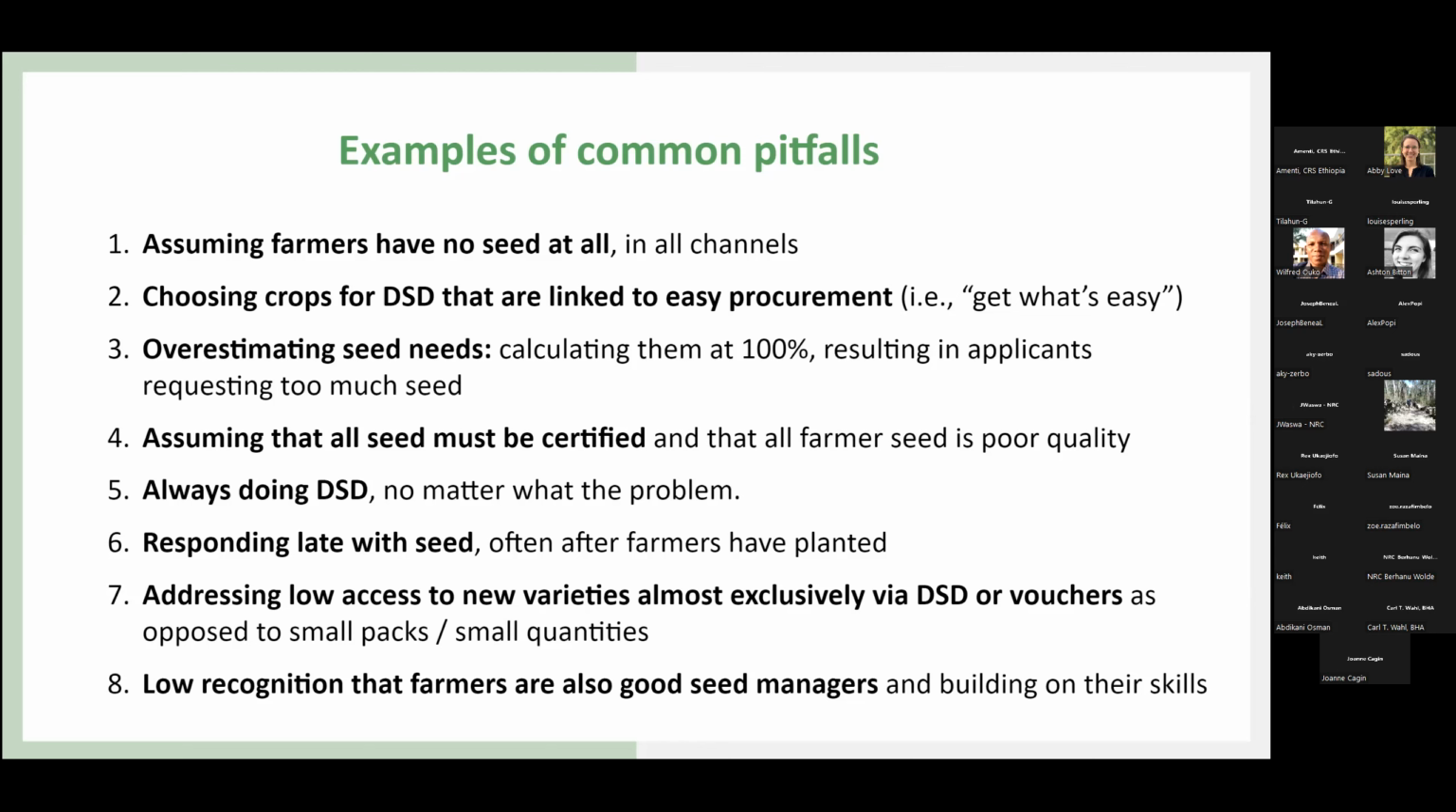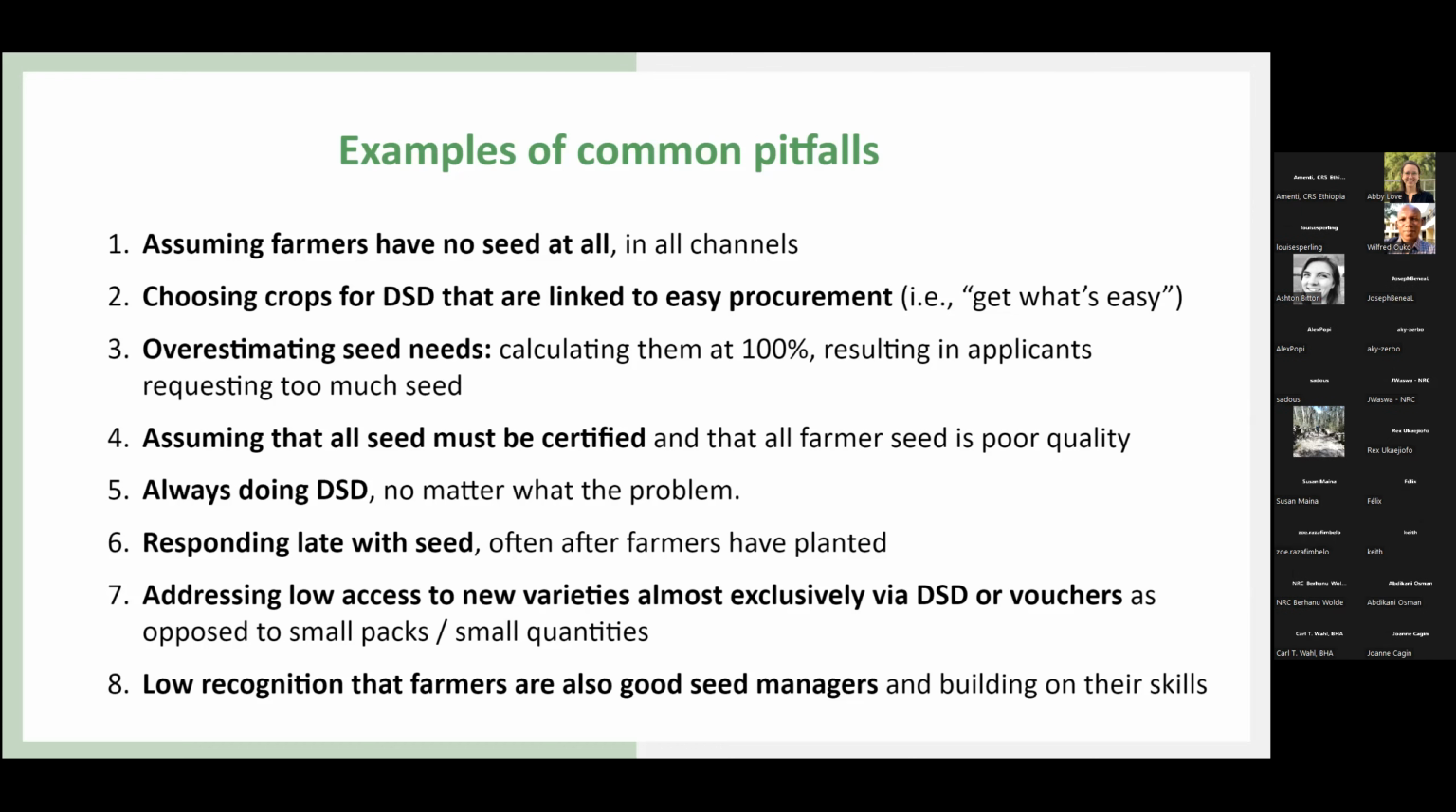And one of them is the assumption, of course, that farmers have no seed, and this looking at all channels. And then in terms of crop choice for direct seed distribution, we see that crops for DSD are often chosen if they're linked to an easy procurement process. So we often go for what is easy for us. And in terms of calculating seed needs, there's always that assumption of 100% seed need. And this tends to lead to overestimation of what applicants are requesting in terms of funds, seeds equivalent to funds.